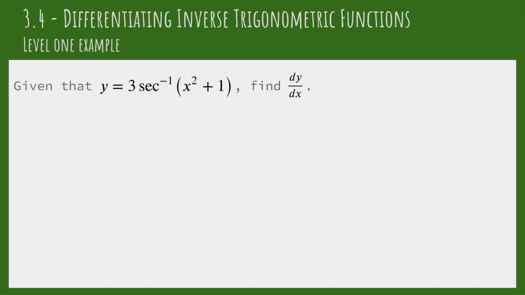Last example. Given that y equals 3 inverse secant, or arcsecant, of x squared plus 1, find dy dx. So the derivative of arcsecant is, I'm going to write this one out because this is the little bit more complicated one: 1 over the absolute value of x times the square root of x squared minus 1.